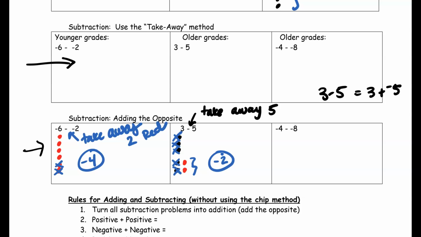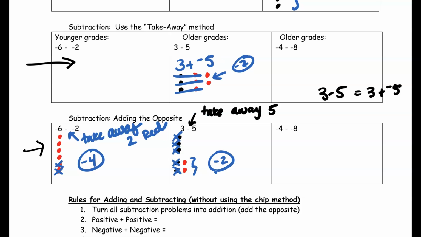Okay. The other option here, where it says adding the opposite, and I'm just going to write it above, is we could say 3 plus a -5. And the nice thing about adding the opposite is we can just say, okay, here's 3 positive and here's 5 negative. We'll cross off the pairs, and then we're left with a -2. Okay, that's way simpler. I'm sure you're thinking this already.